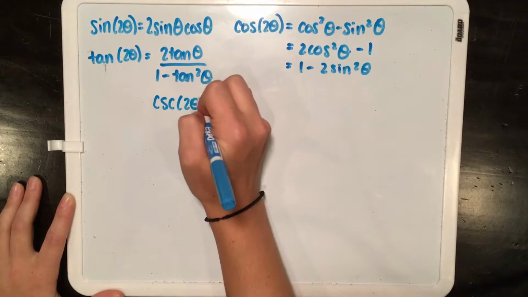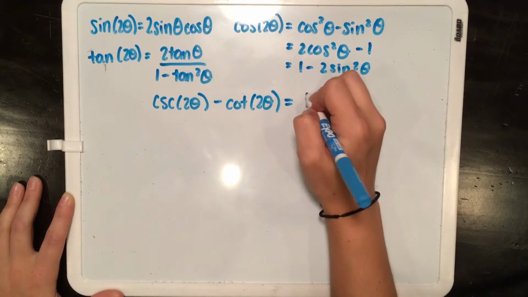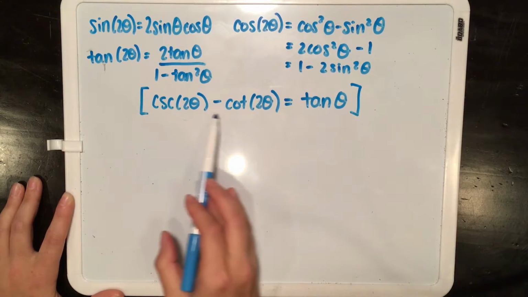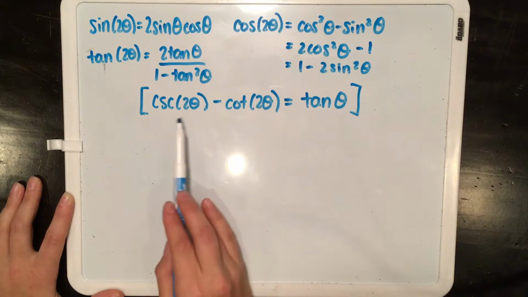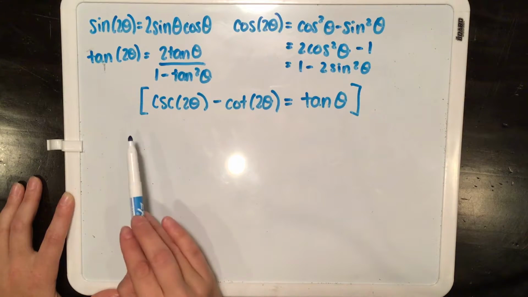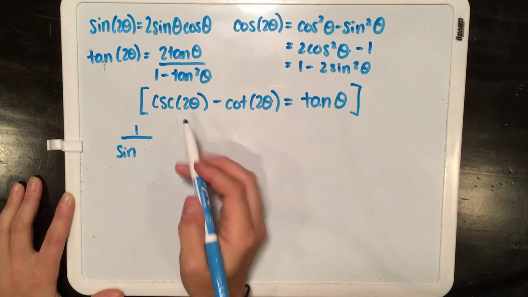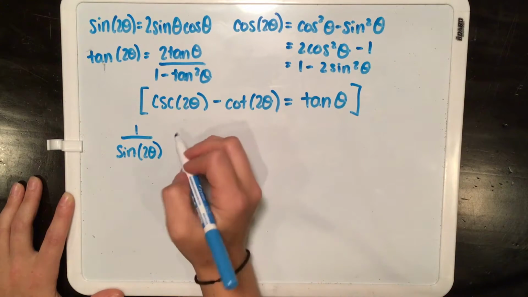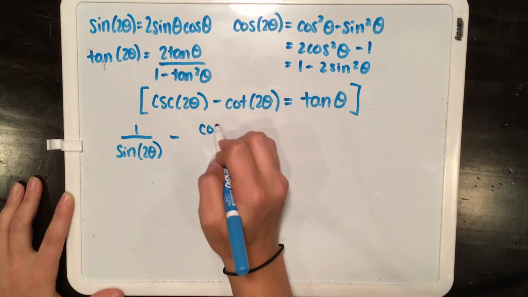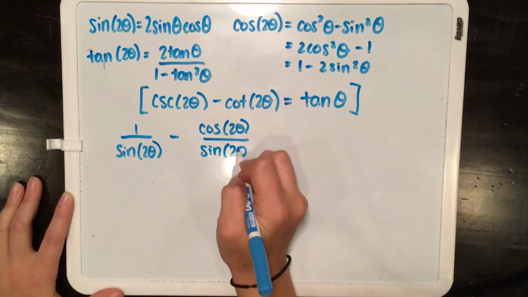Cosecant 2 theta minus cotangent 2 theta equals tan theta. So we want to prove that the left side equals the right side. So we're just going to deal with the left side to start. Cosecant of an angle is 1 over sine of that same angle, in this case 2 theta, minus cotangent, which is cosine over sine, and we keep the angle the same, cosine 2 theta over sine 2 theta.